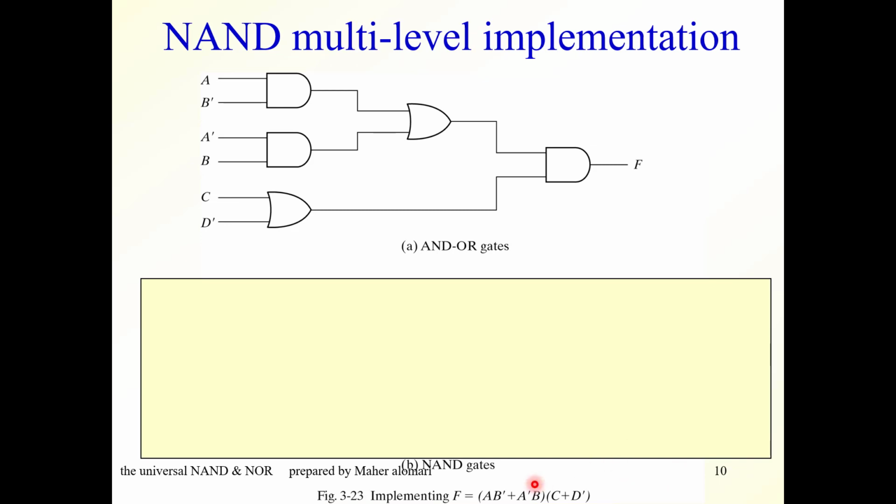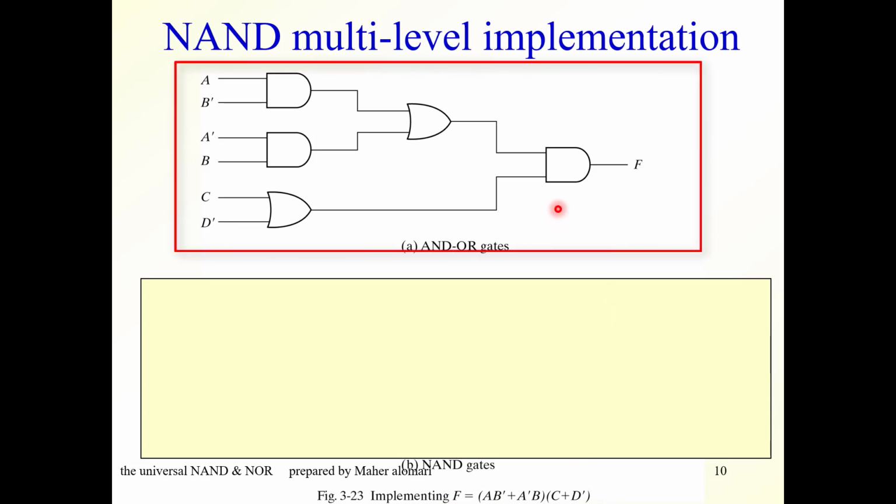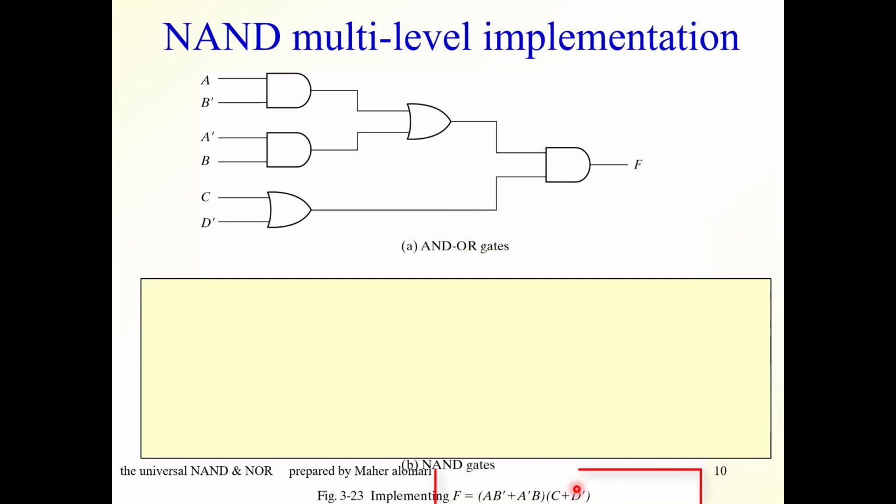Let's take another example. Implement this function using NAND gates only. First, we implement it using AND-OR gates. And you can verify for yourself that this is a circuit that represents this function. Now we start from the output side of the circuit to the first OR that we have here. We add here an inverter on this line. And then we add at the other input of the OR gate an inverter. So this is an inverter here. And we add an inverter here, an inverter here, an inverter here, an inverter here.